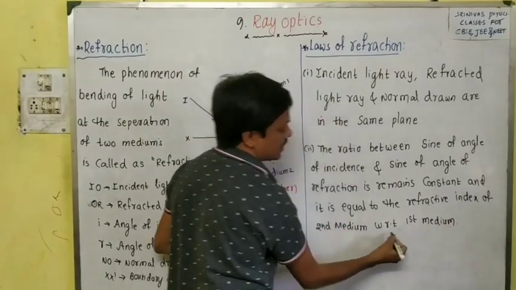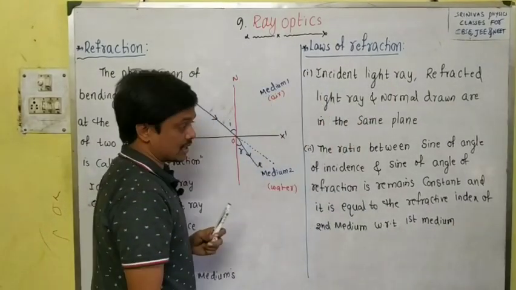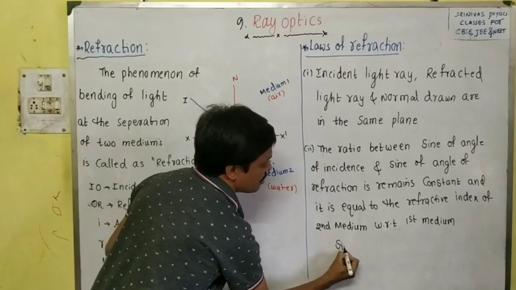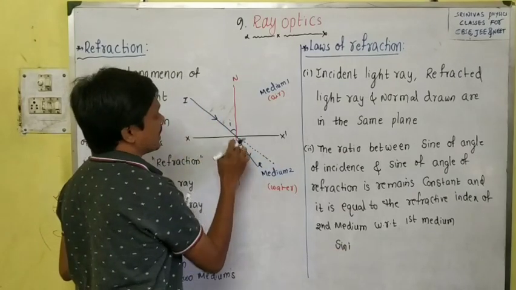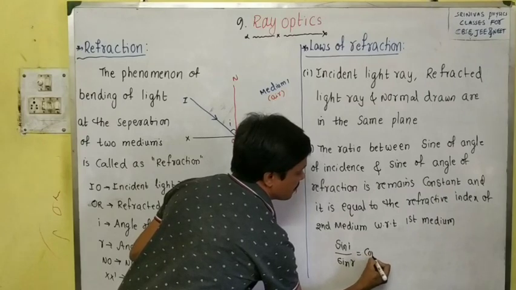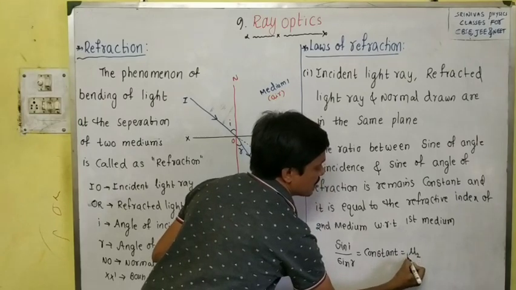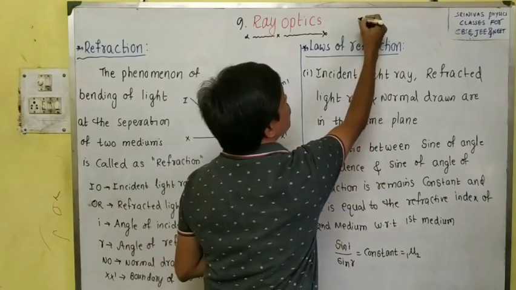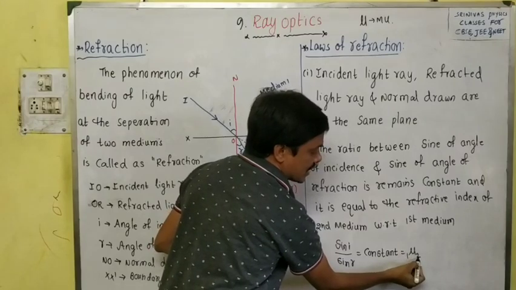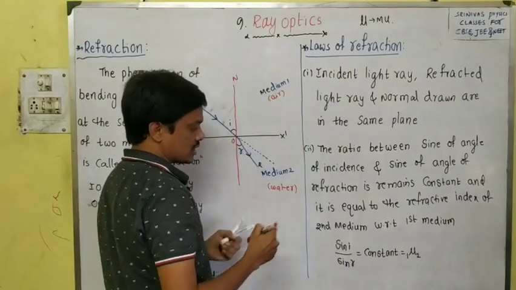Here I wrote WRT, that means with respect to first medium, or this is also called the relative refractive index. We can write this in equation form: sine of angle of incidence by sine of angle of refraction remains constant. This constant is equal to the refractive index of second medium with respect to first medium. We write this as 1 mu 2. Mu is the symbol. 1 mu 2 means refractive index of second medium with respect to first medium. This is the second law.